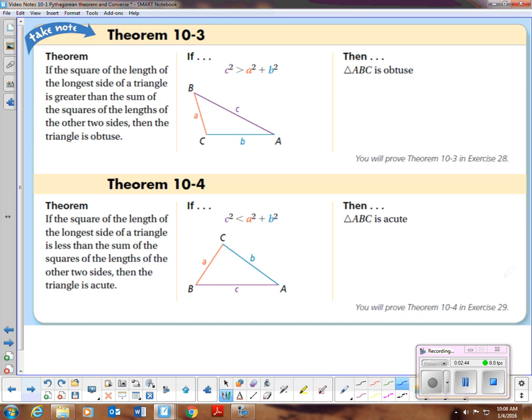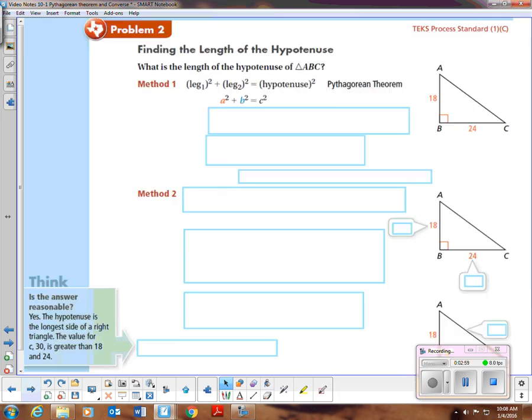Now, how do I like to remember it? Acute starts with an A, right? So if the a squared plus b squared is bigger, it's acute. If the c squared is bigger, it's obtuse. And that's the easiest way. And if they're equal, it's right. Okay. So move on through here.